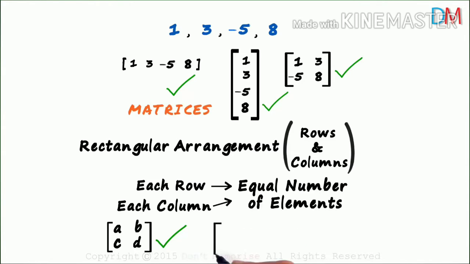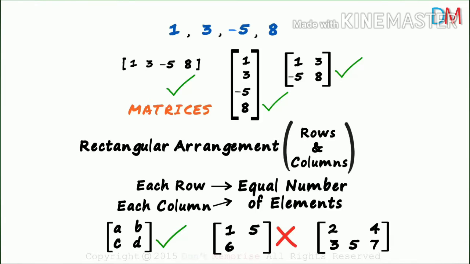Okay, what about this one with 3 elements? Is it a matrix? The first row has 2 elements, but the second one just has 1 element. So it is not a matrix. What about this one with 5 elements? The number of elements in each of the columns is not the same. It's 2, 1 and 2, and this as well is not a matrix.